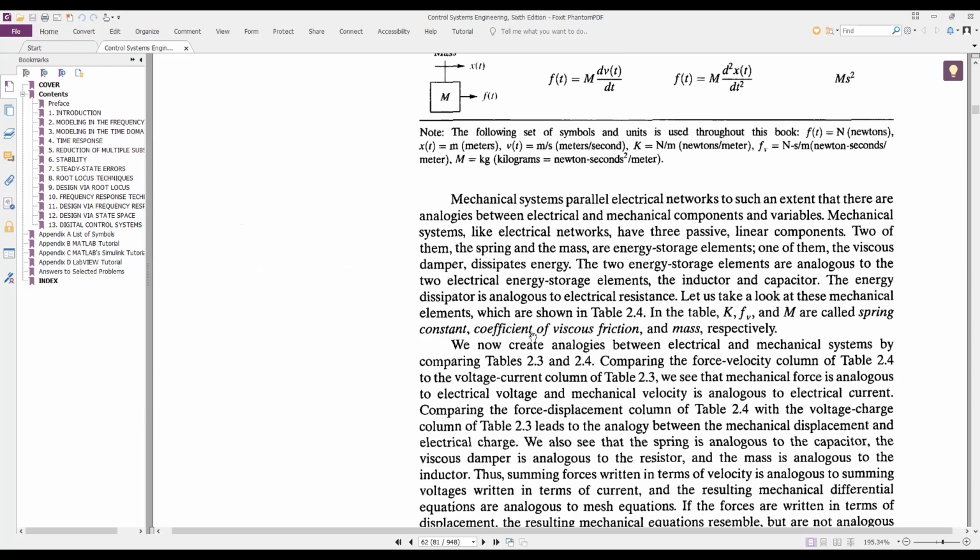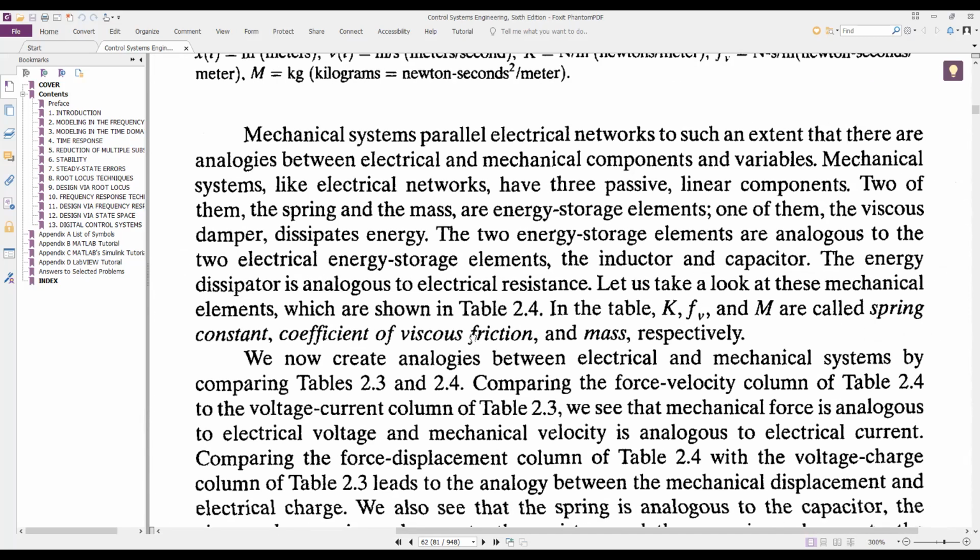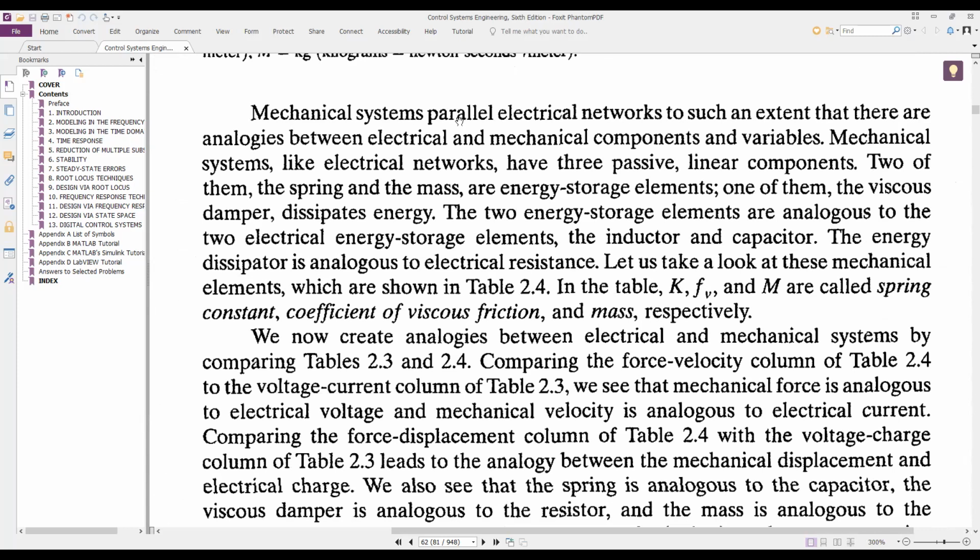Let's see what is given here. Mechanical systems parallel electrical networks to such an extent that there are analogies between their mechanical components and variables. Mechanical systems have three passive linear components. Two of them, the spring and the mass, are energy storage elements. One of them, the viscous damper, dissipates energy. The two energy storage elements are analogous to the electrical energy storage elements, the inductor and the capacitor. The energy dissipator is analogous to electrical resistance. Let us take a look.